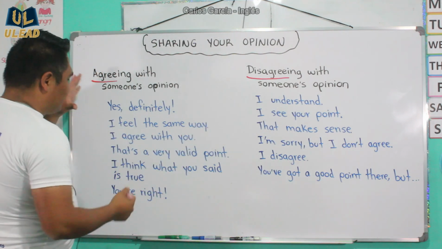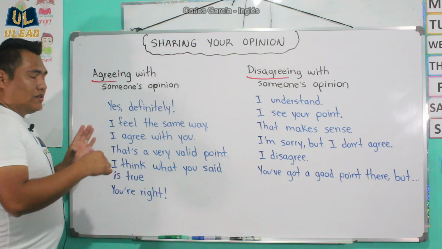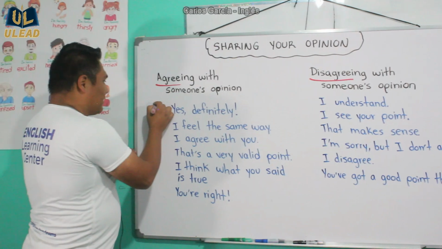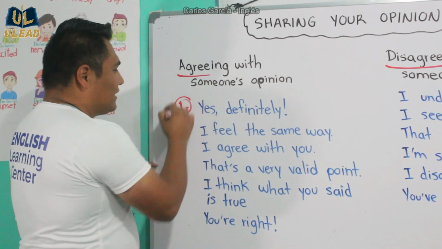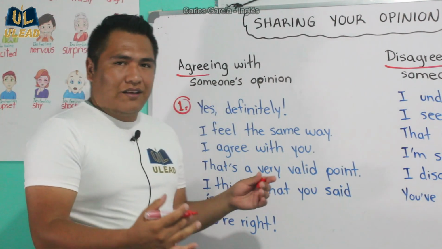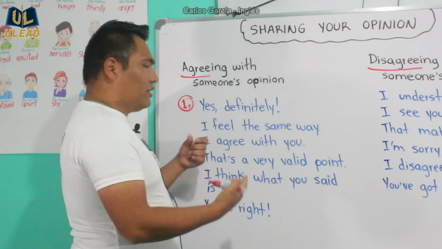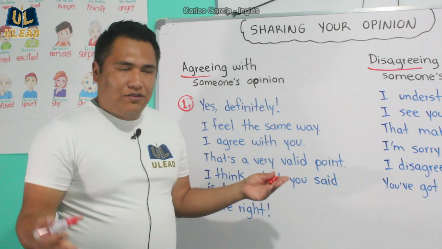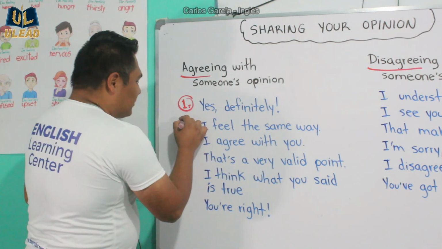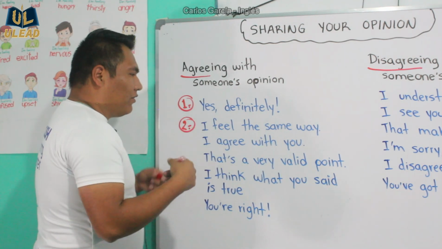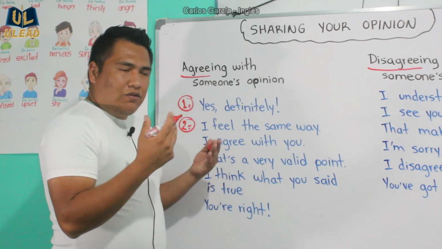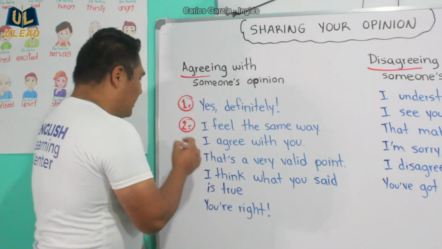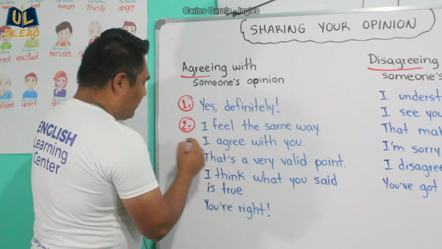I'm gonna start with the expressions that you can use whenever you agree with someone's opinion, okay? Let's begin with number 1, which is yes, definitely. When you agree with somebody, you can use this expression. Yes, definitely, absolutely, okay? Number 2, I feel the same way. When you want to express that you share the same opinion, okay? So you can say, I feel the same way.